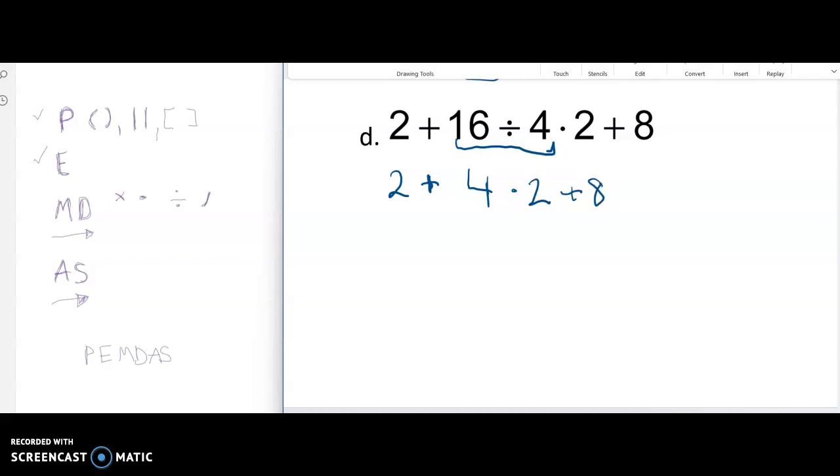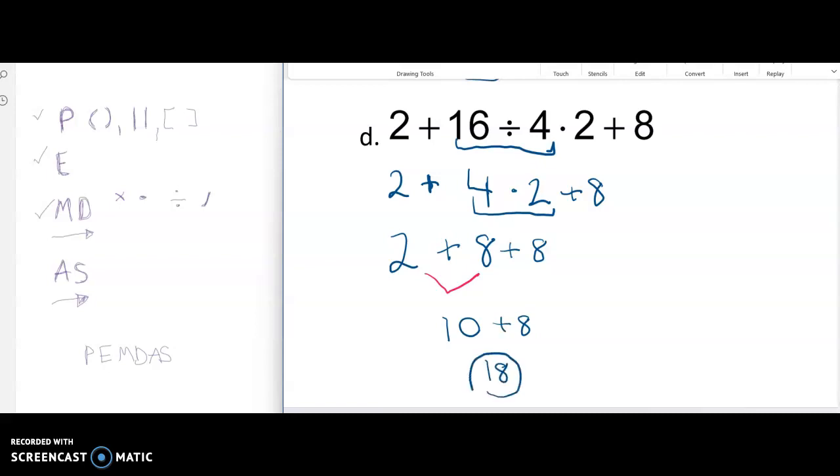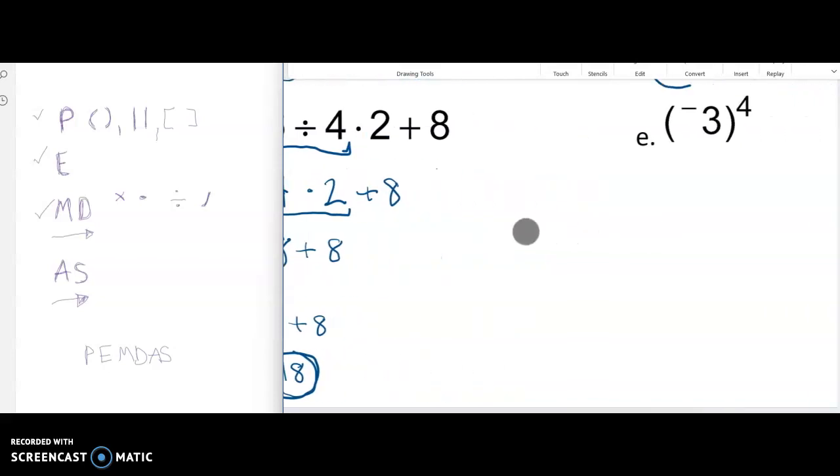In my next step, I still have more multiplication right here. So I'll write 2 plus, and then I'll evaluate 4 times 2 is 8, and then plus another 8. I'm done with multiplication and division now, so I can just go forward with my addition and subtraction. We'll have 2 plus 8 is 10, so I have 10 plus 8 in this step. And 10 plus 8 finally is 18. So the final answer is 18.